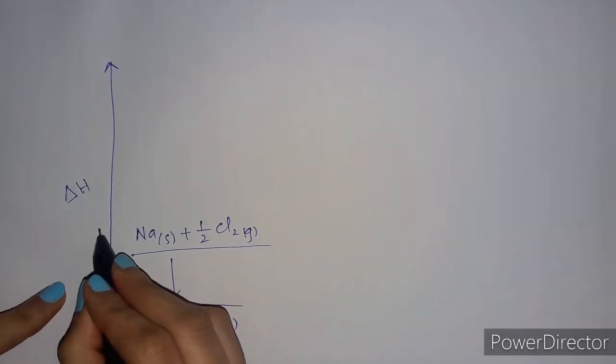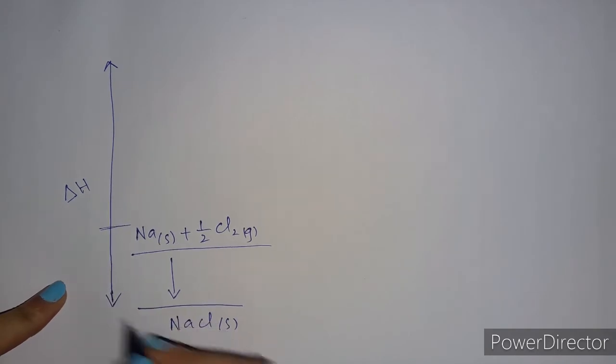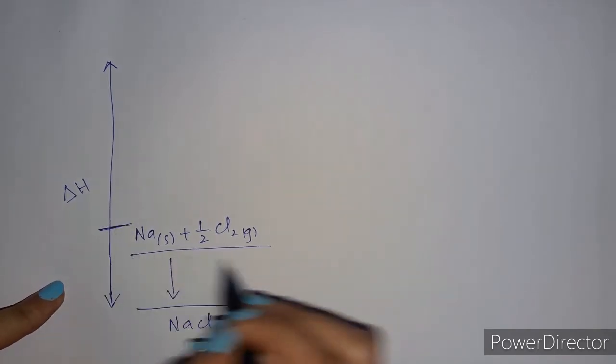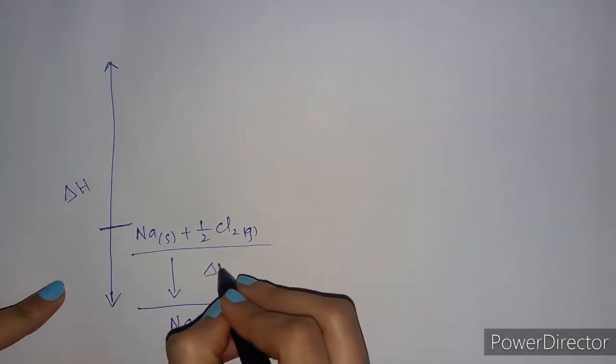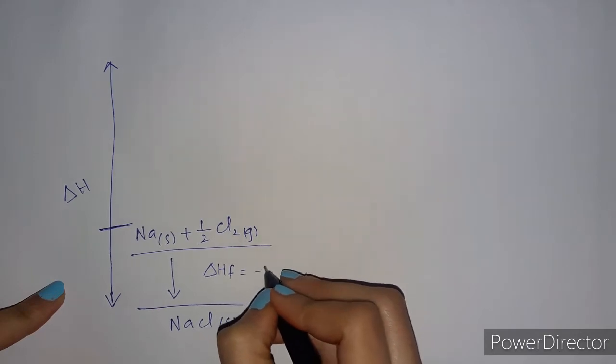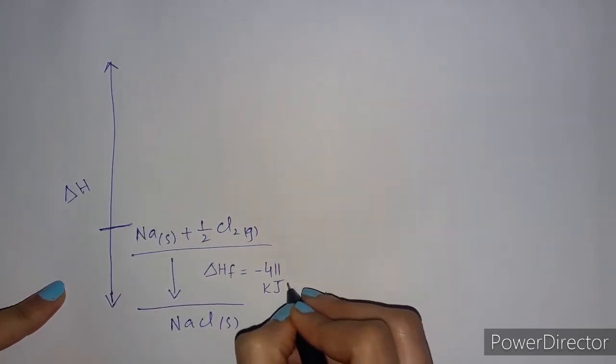Here enthalpy decreases. You must not forget this. Here enthalpy decreases, and here the enthalpy of formation is included, which has a value of minus 411 kilojoule per mole.